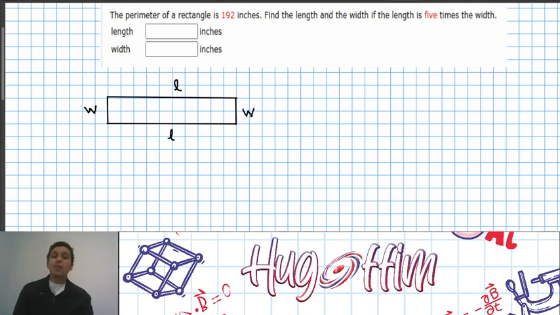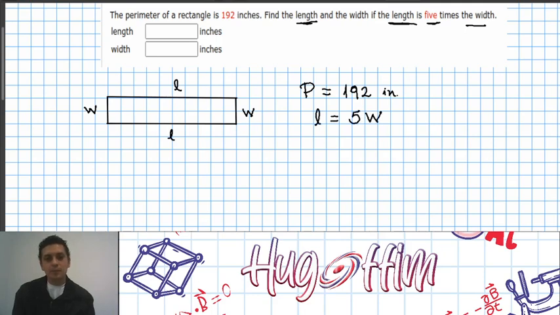Okay? So now that I have an idea of how it works, I'm going to try to find out the data I have from my exercise. So for example, in my exercise it says that the perimeter is 192 inches. And it says that the length is 5 times the width. So in this case the length will be 5 times W, the width. And now what should we do? Now we have to find an equation to relate all my magnitudes so I can solve it.